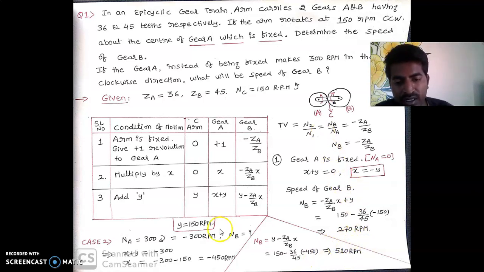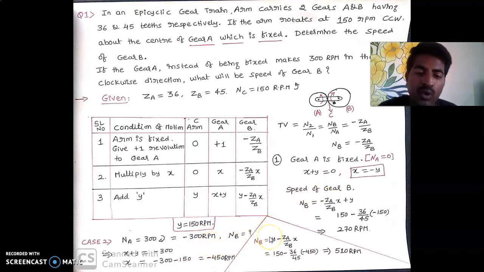This part is different and this part is different. This is case 1 and this is case 2. In both the cases we have found the speed of the gear B.